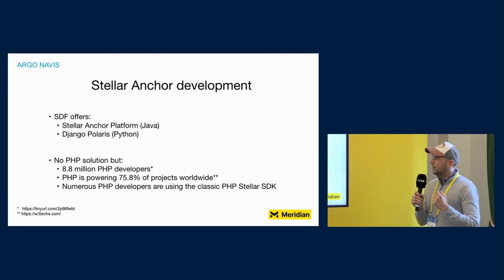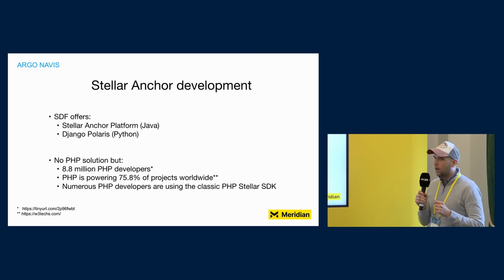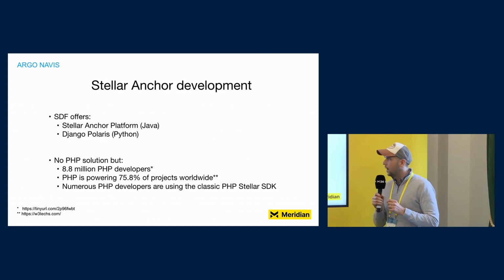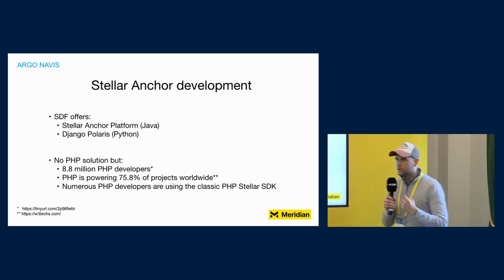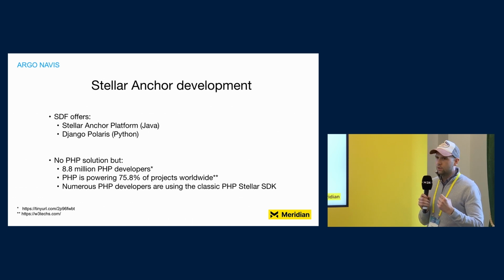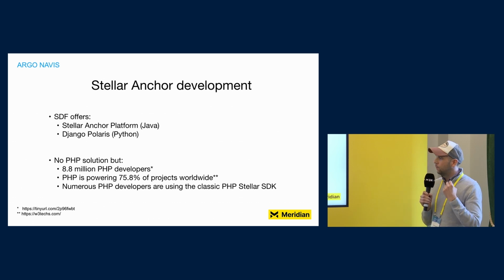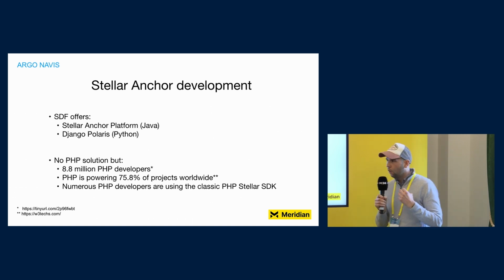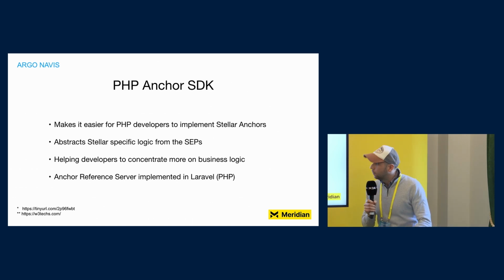At the moment, SDF offers 2 solutions for building a Stellar anchor. One is the Anchor Platform, written in Java, and the other is Django Polaris, written in Python. But there is no PHP solution. Given the significance of PHP, which powers 75.8% of projects worldwide and boasts a community of 8.8 million developers, there has always been a frequent demand for PHP-specific tools to support the anchor functionalities. In response, we have developed a comprehensive SDK for streamlining the anchor development.